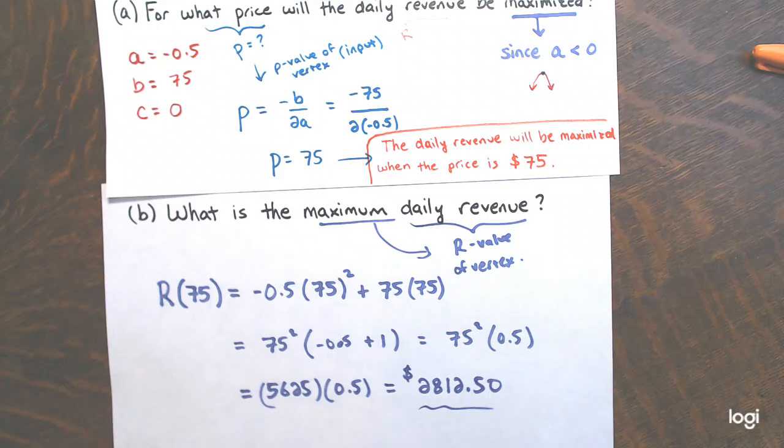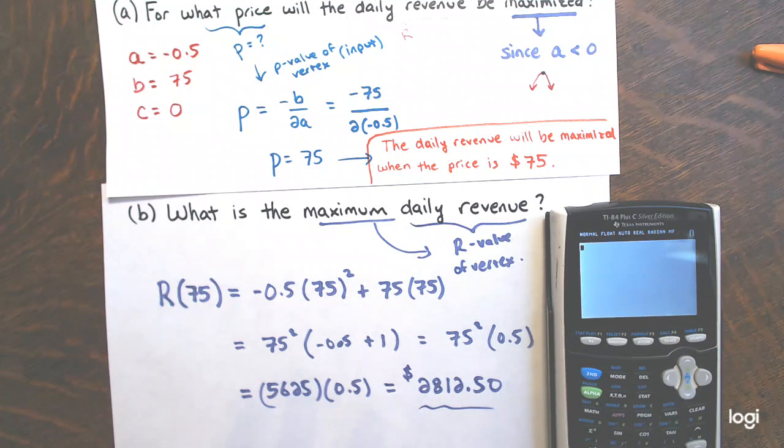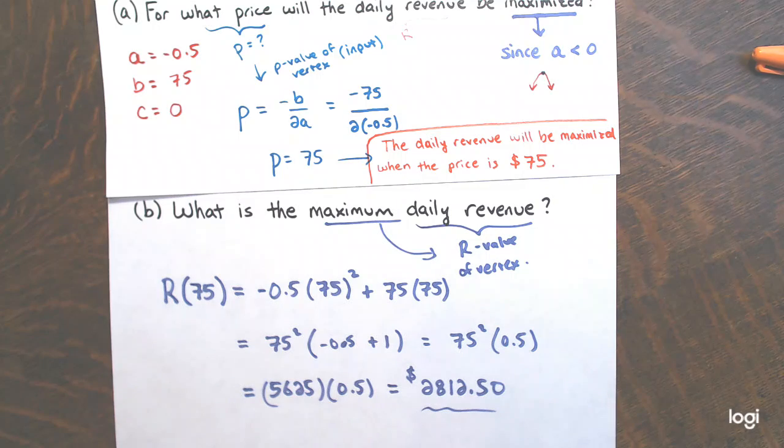I'm just going to double check that, right? I always like to, I say this on all the videos, double check your answers. So I'm actually going to punch this in the calculator too, just to really make sure that I did this right. So negative 0.5 times 75 squared, and then after that, plus 75 times 75. And it's 2,812.5. All right, great.